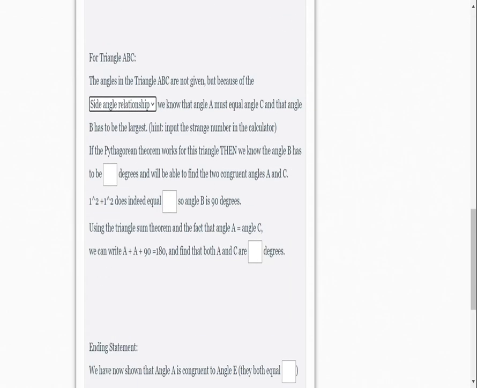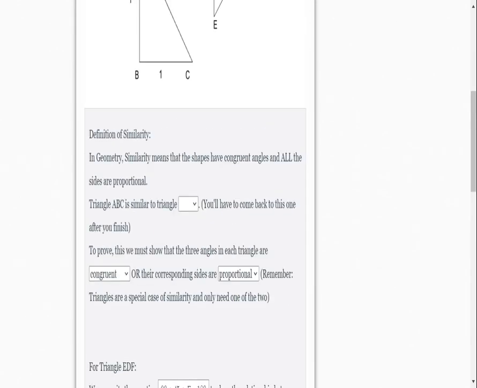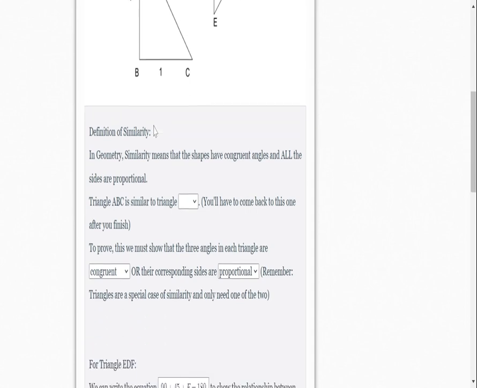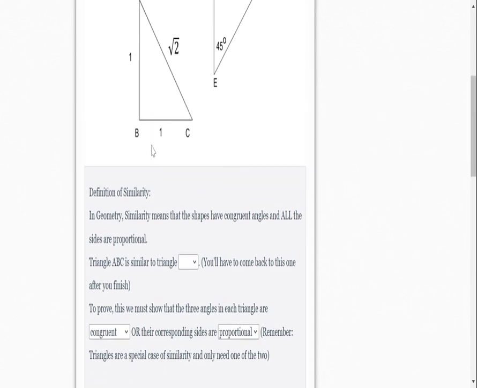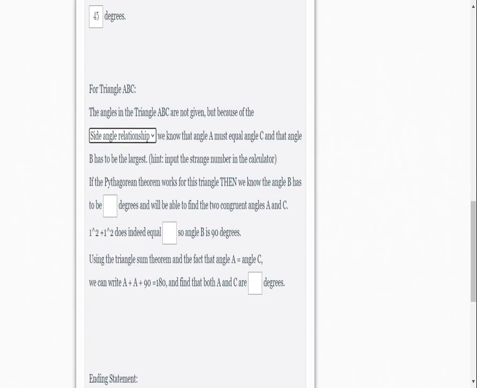Cool. So this is something that's kind of out of the box. We can find out if this is a 90-degree angle, which it looks like it is, if the Pythagorean theorem works. So if a squared plus b squared equals c squared, then it is a 90-degree angle. So if the Pythagorean theorem works, then that would mean that angle B has to be 90 degrees. We will be able to find the two congruent angles A and C, because we know 90, the other two are the same.